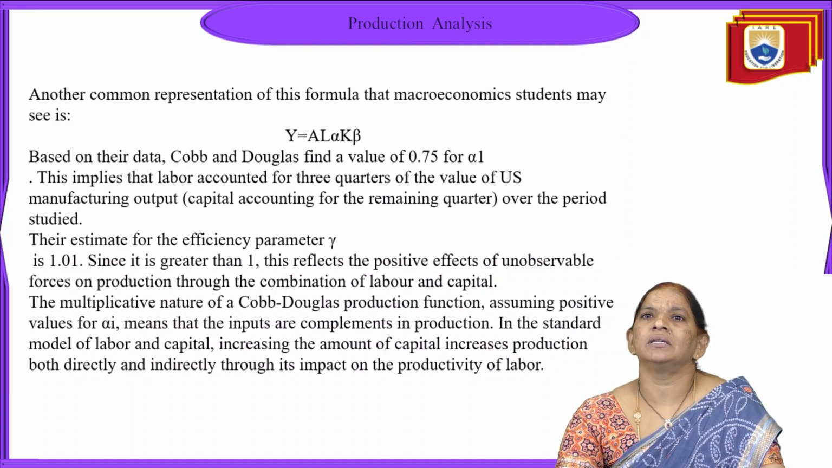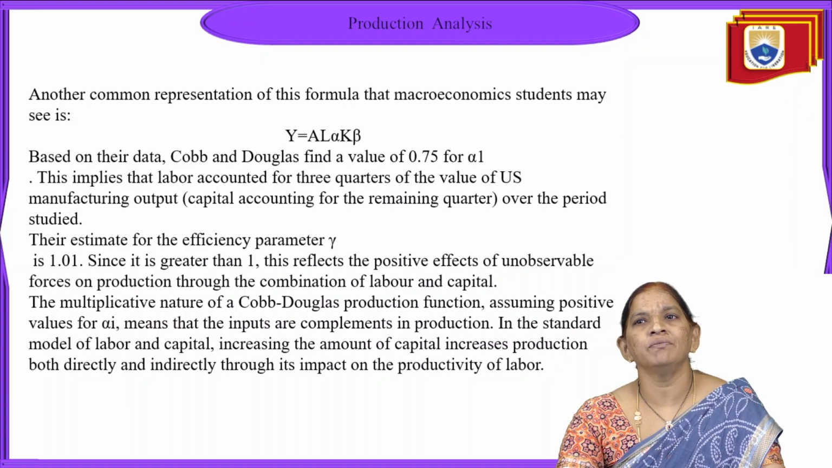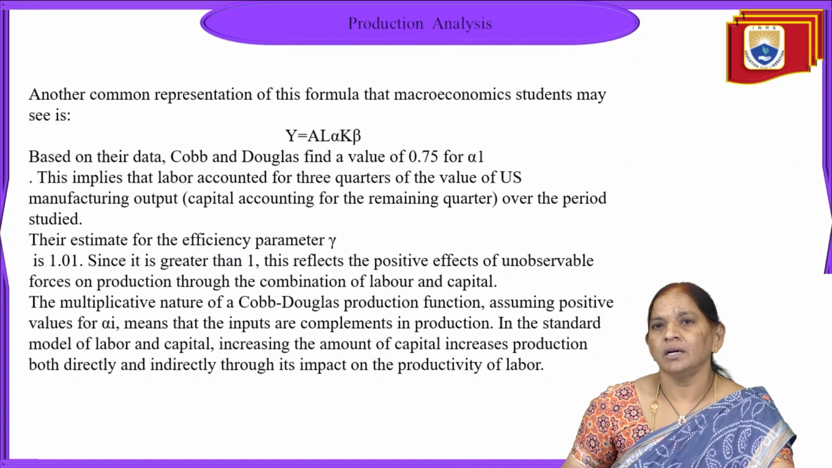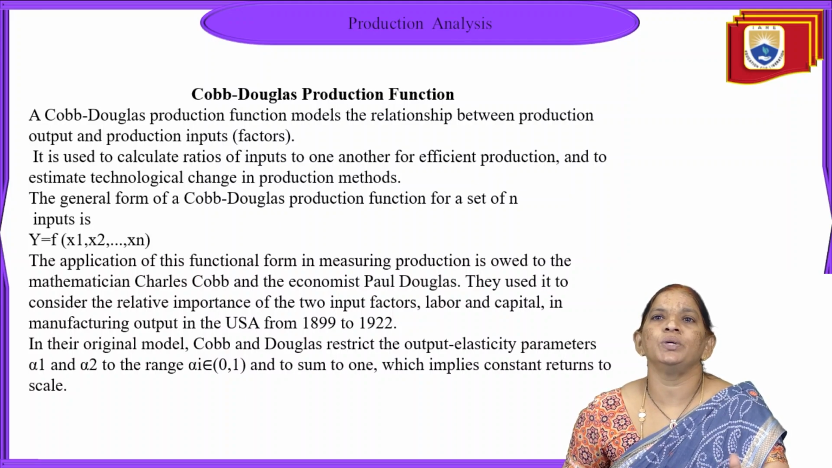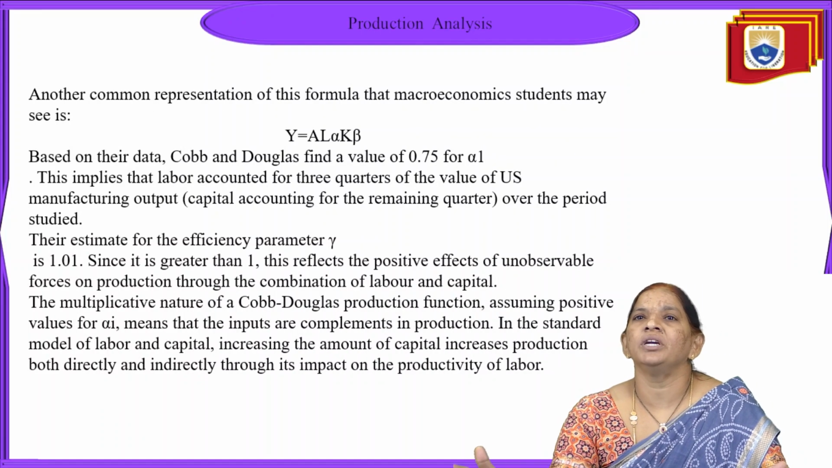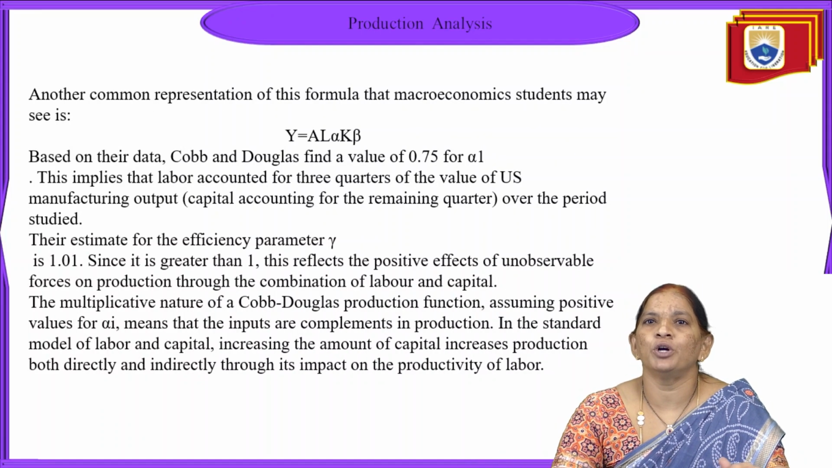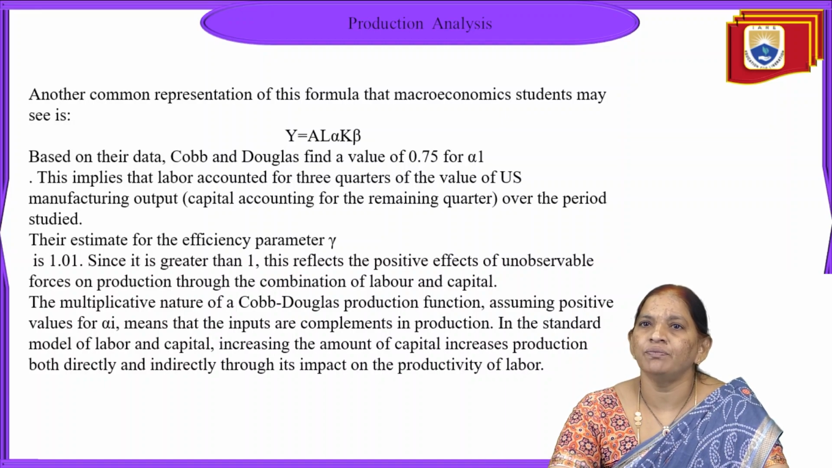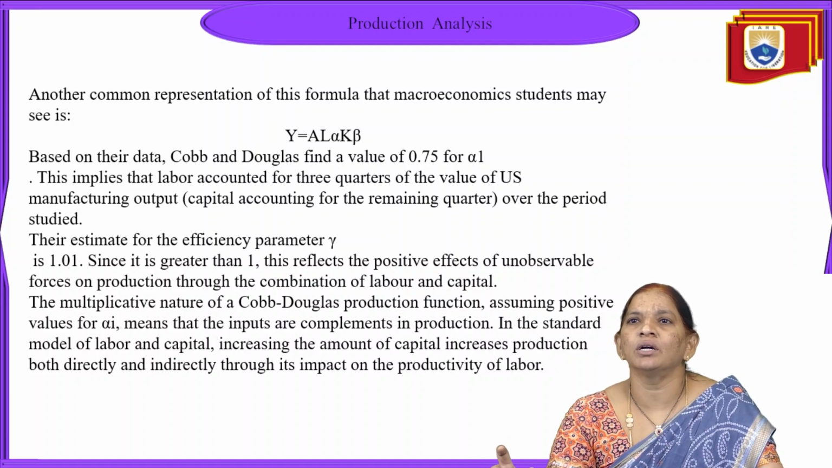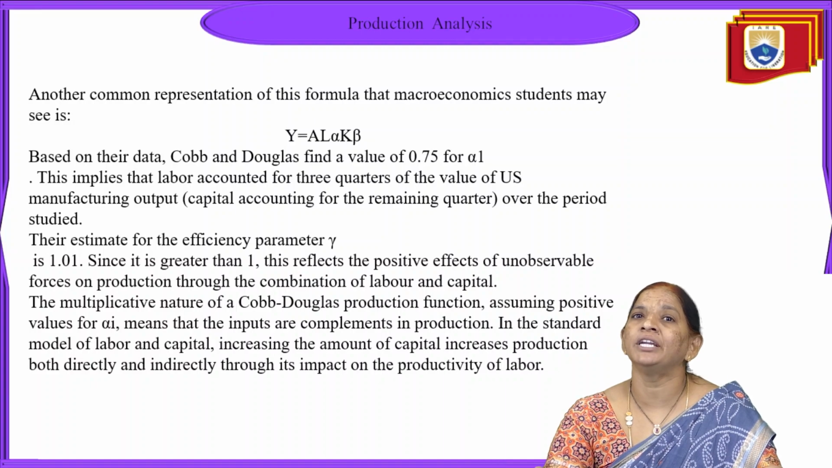So this implies that labor accounted for 3/4 of the value of US manufacturing output, with capital accounting for the remaining quarter over the period of study. They did this experiment in the USA from 1899 to 1922. In this period they found a value of 0.75, and we can identify that for the 3/4 of the value manufactured, the capital accounting remained constant.